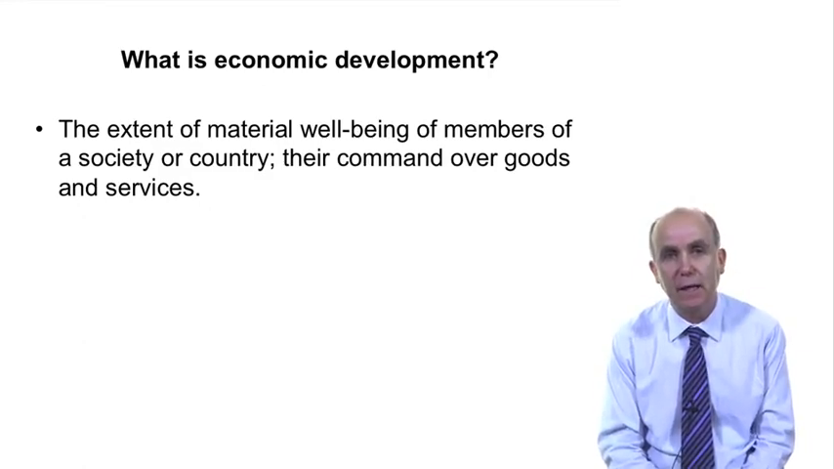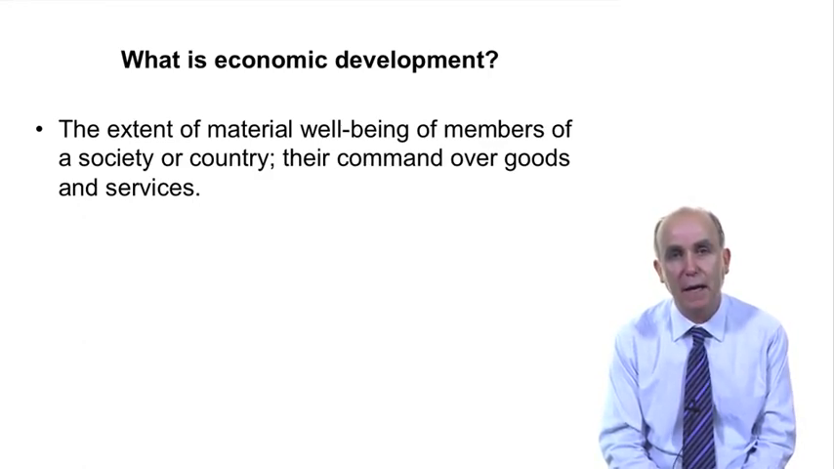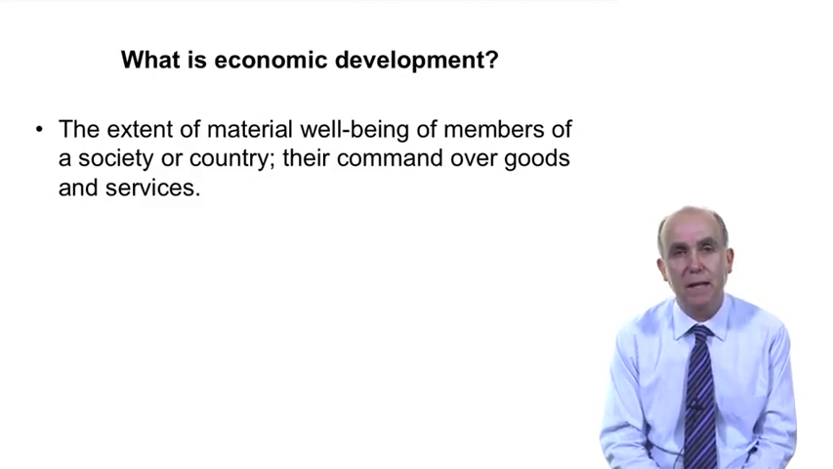So we mean things like how much food they have available to consume, the amount of healthcare they can afford, the types of transport they have available. So economic development is about the amount of goods and services that a society or country has available. And so a measure of economic development has to be something that tells us about the amount of goods and services that are available.